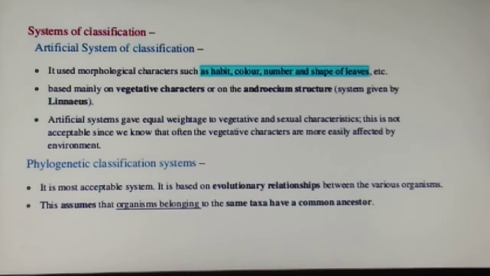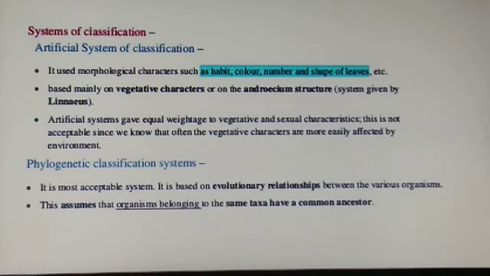So you can see here students that we have systems of classification. The first one we have is the artificial system of classification. Now, basically they used morphological characters. For example, we have height, the habit, color, number, shape of leaves. Means what we can see physically, the morphological characteristics. It was based mainly on vegetative characters or on the androecium structure, that was given by Linnaeus.